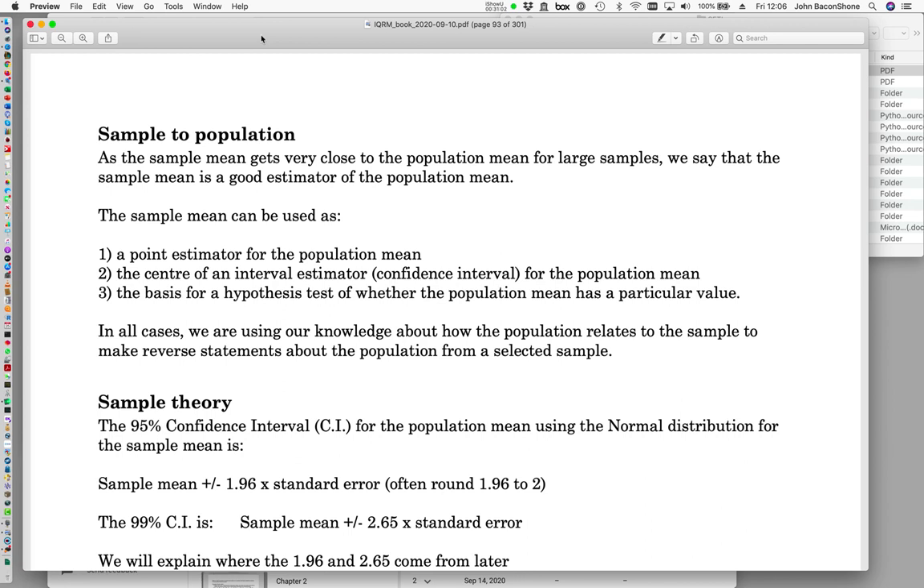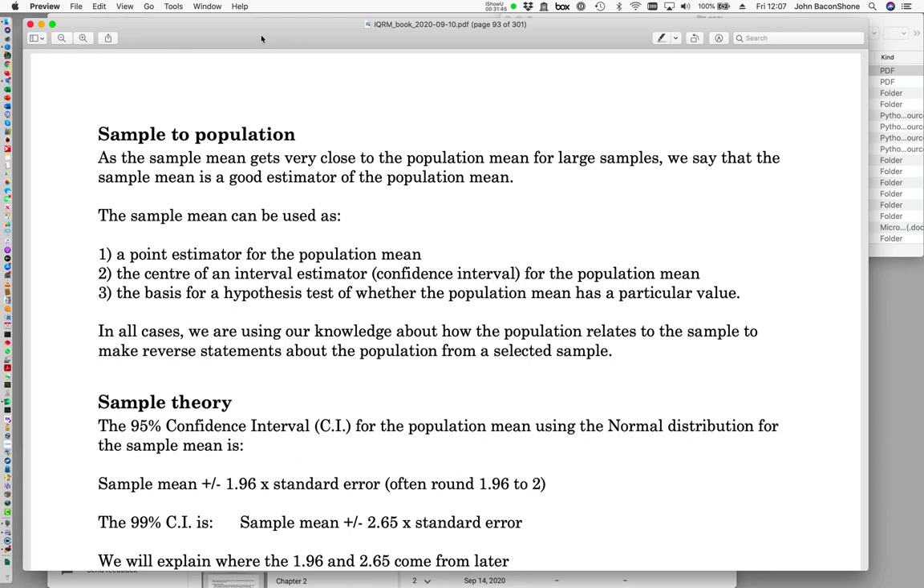So, sample theory. The 95% confidence interval for the population mean, if we use the normal distribution, is the sample mean plus or minus 1.96 times the standard error. We often approximate that 1.96 by rounding it to 2. Similarly, the 99% confidence interval is the sample mean plus or minus 2.65 times the standard error. We will explain later on where the 1.96 and 2.65 come from.